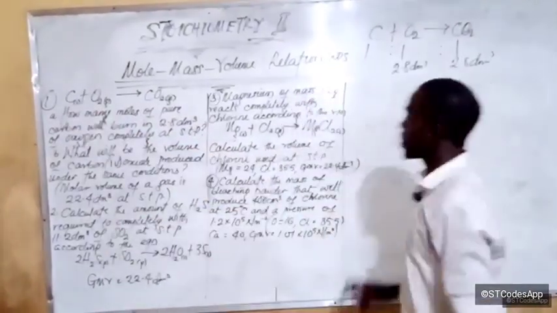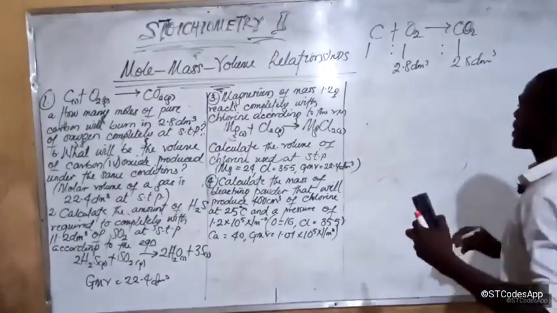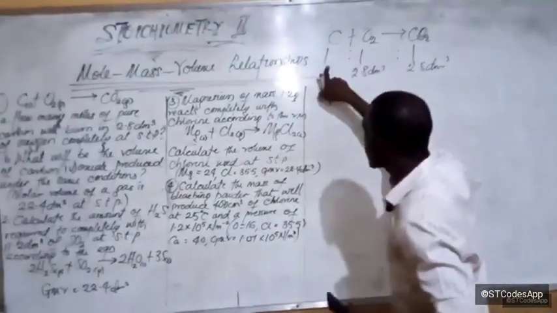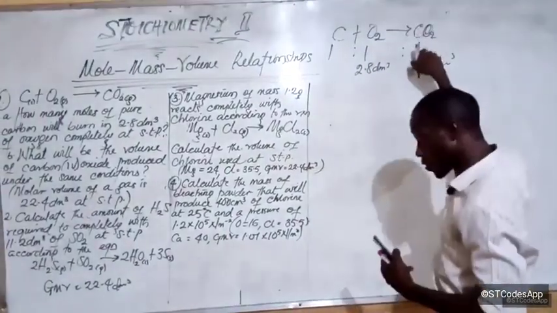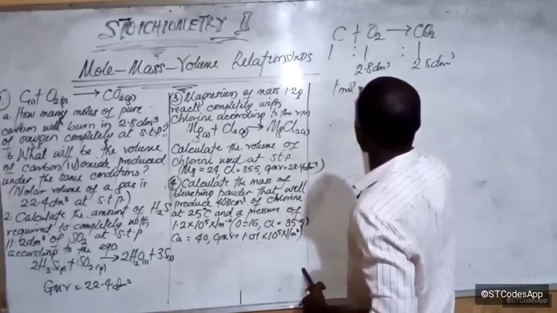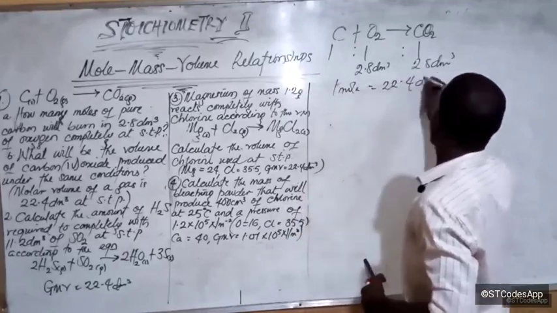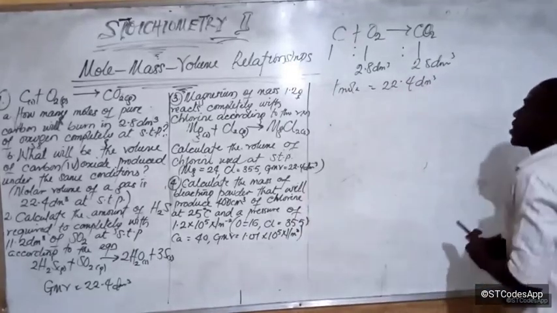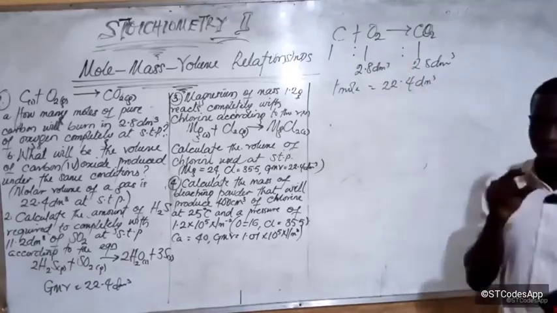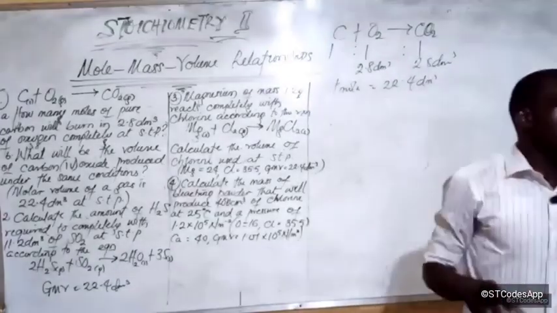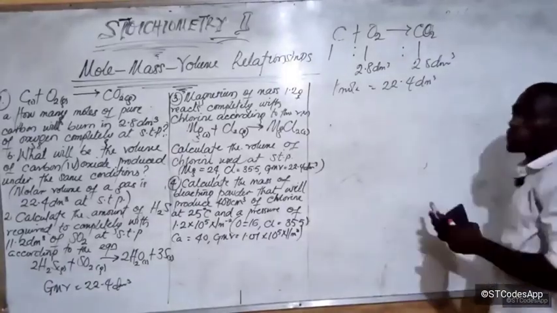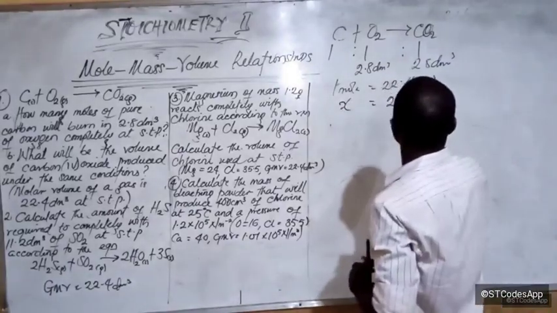So what do we do? Since it is at STP, and since 1 mole requires 1 mole to give 1 mole, you now say that 1 mole of gas is equal to what? 22.4 dm cube. Is that okay? So it means that 1 mole is equal to 22.4 dm cube. So how many moles is this 2.8 dm cube? That's what you want to check. This 2.8 dm cube represents how many moles? Since 1 mole is 22.4 dm cube, you now say how many moles is this 2.8 dm cube?